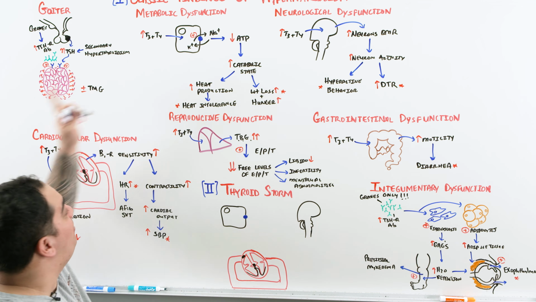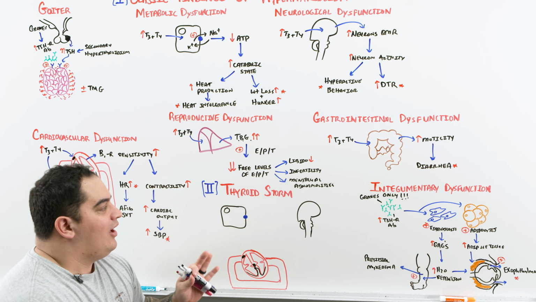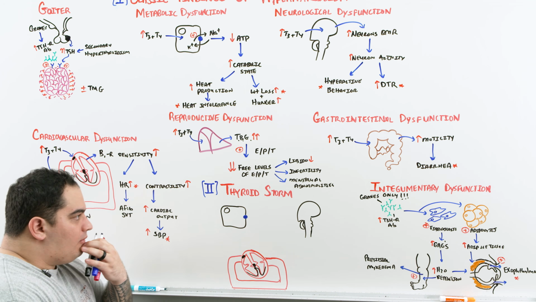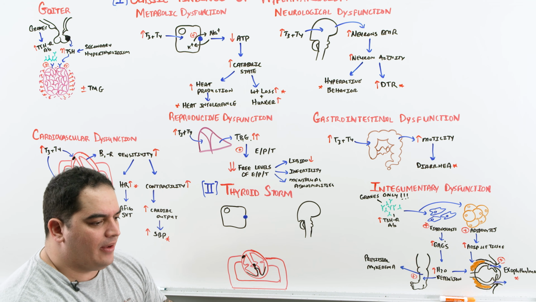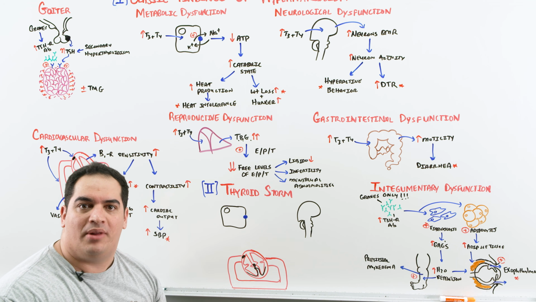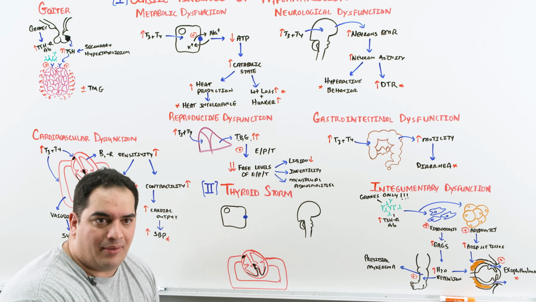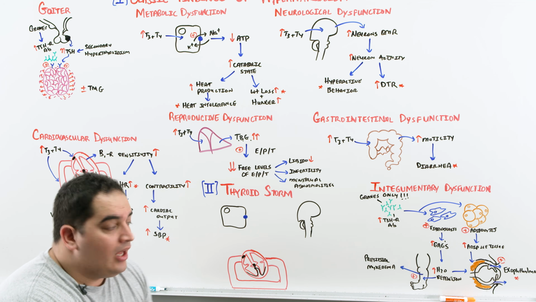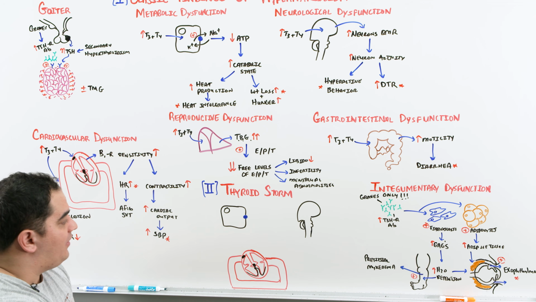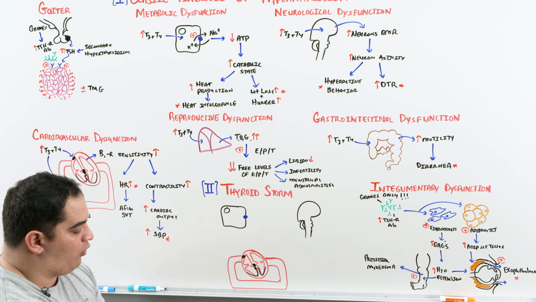So you'll see how it can affect so many systems. The last thing that I want to do is talk about something that's kind of like the opposite of myxedema coma that we see in hypothyroidism. This is the most common complication of hyperthyroidism, and that is thyroid storm. It can actually be relatively fatal. The concept behind this is very straightforward.